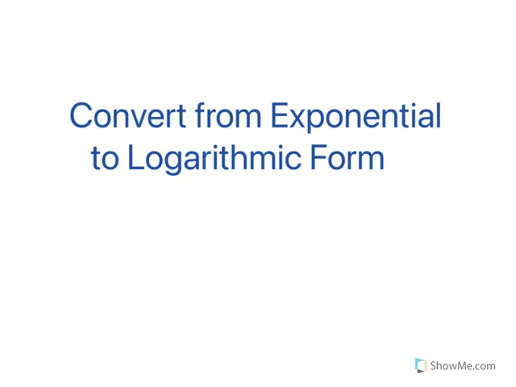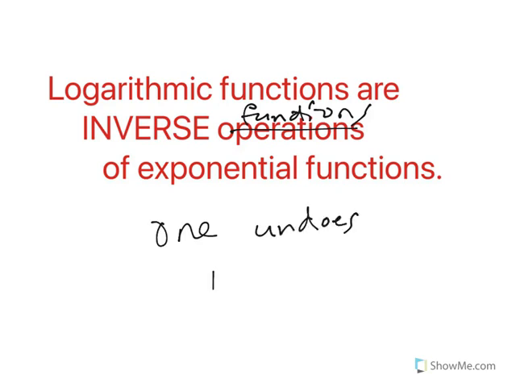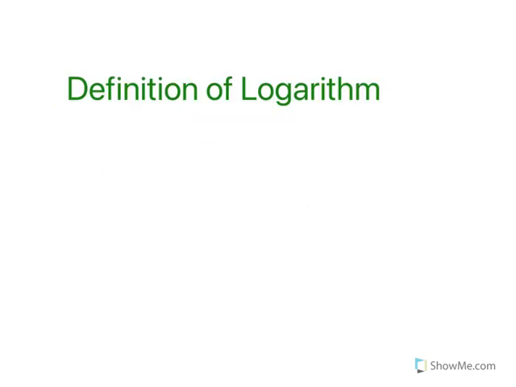Let's convert from exponential to logarithmic form. So first, logarithmic functions are inverse operations or inverse functions of exponential functions, meaning that one undoes the other. Okay, that's what inverse operations are. So if we have a logarithmic and we want to undo that, we would make it exponential. So we can use these as equivalencies working back and forth.